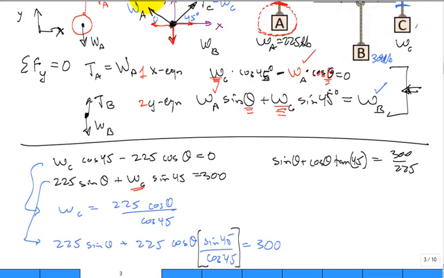And I make a brilliant observation, or allow a student to make the brilliant observation, that the tangent of 45 is 1. So if the tangent of 45 is 1, then the sine of theta plus the cosine of theta is equal to 300 over 225, which I believe is 1.333 ad nauseum, right? We got one equation, one unknown. Can you solve it? I'm going to pause. I'm going to walk around. I'm going to see if you can solve it.